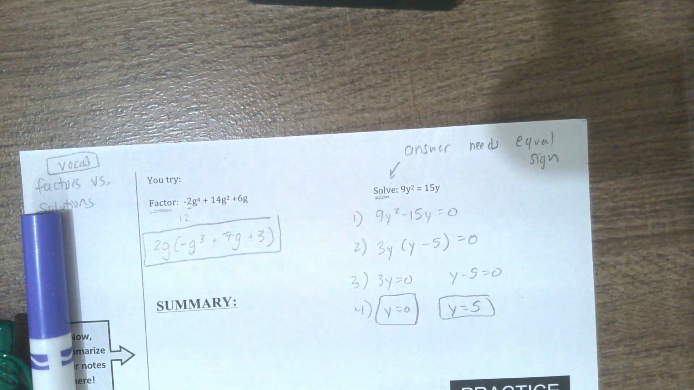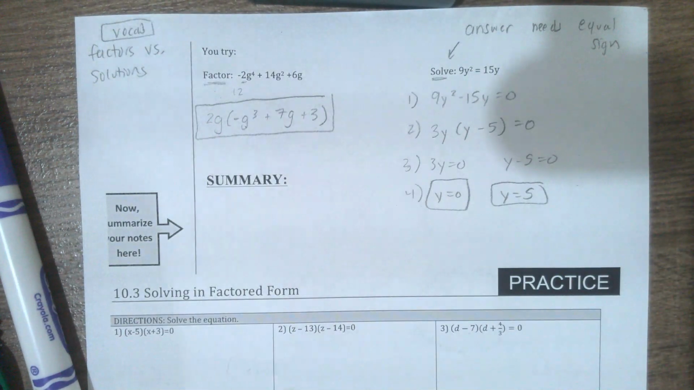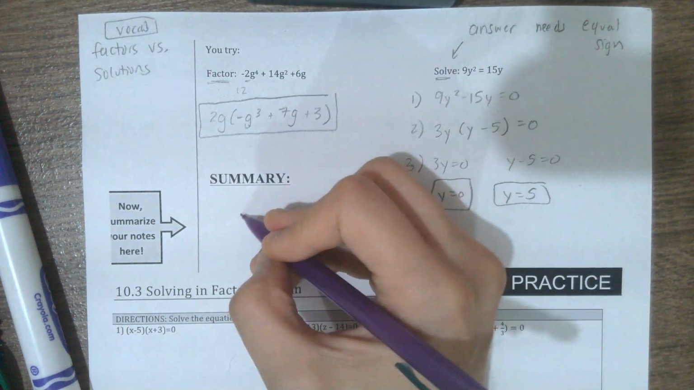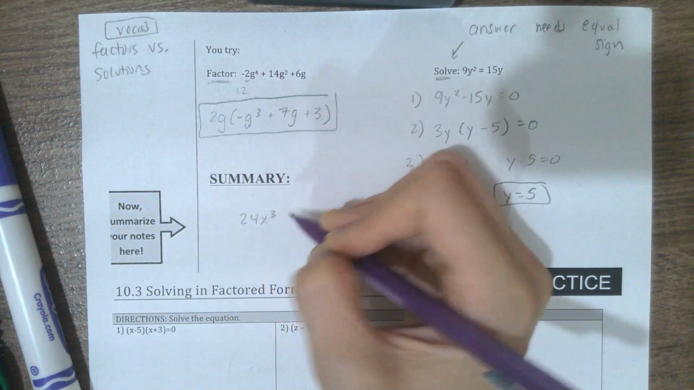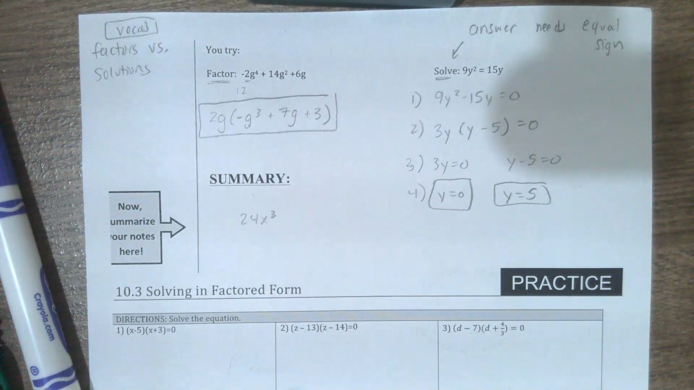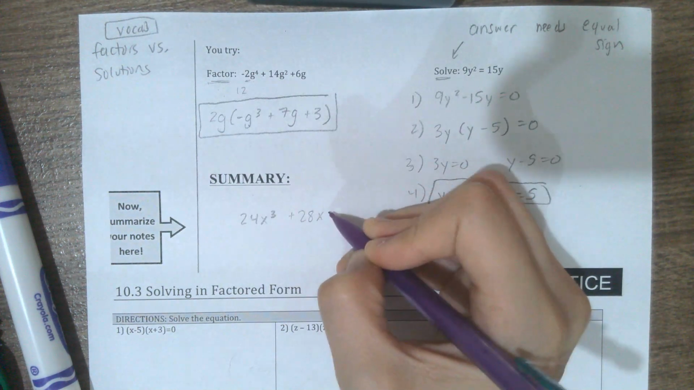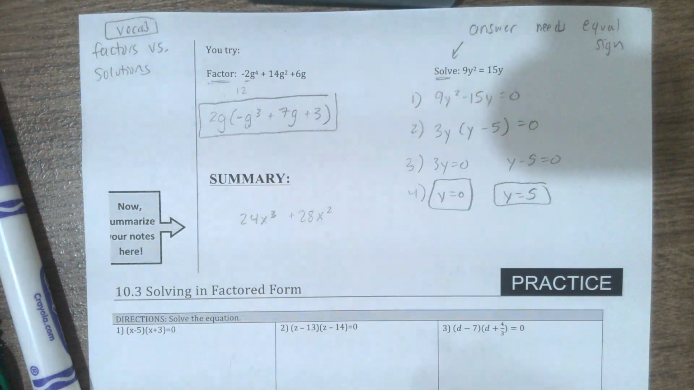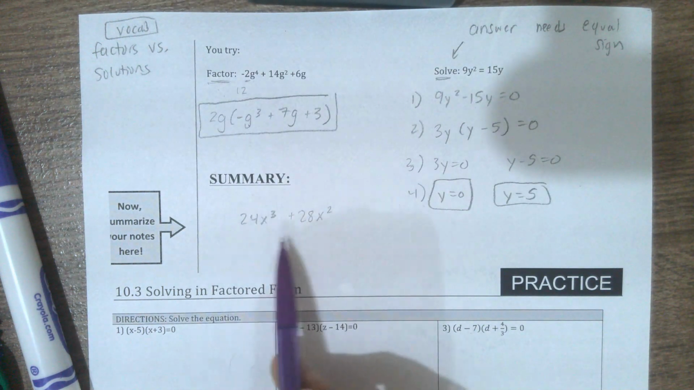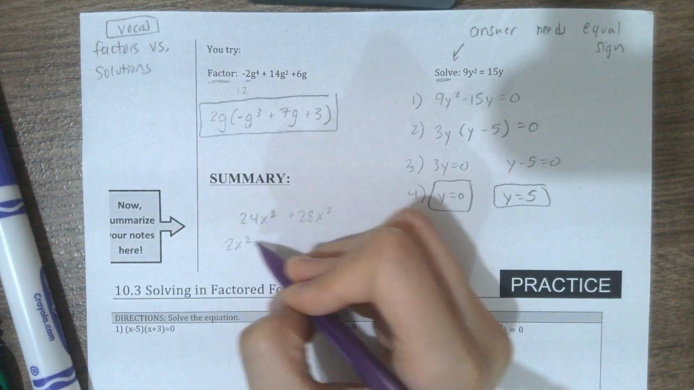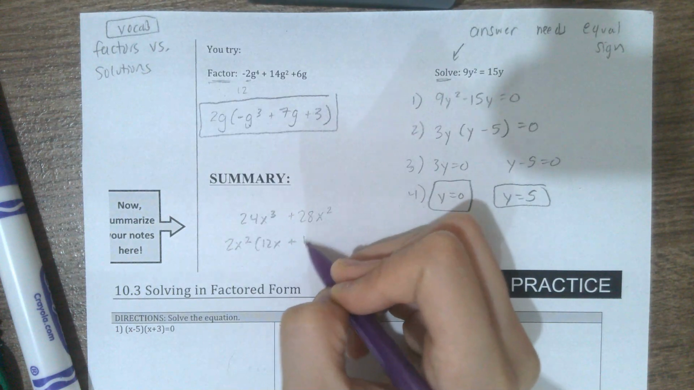I just want to go over an example really quick. So let's do 24x cubed plus 28x squared. Okay, so if we're factoring this, you might think, okay, they're both divisible by 2, right? And you try that, and you see that there's 2 x's. So you have 2x squared, and we get 12x plus 14.